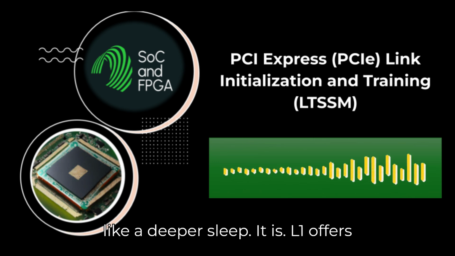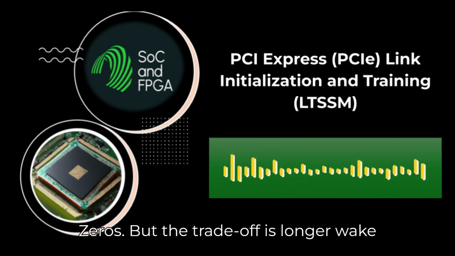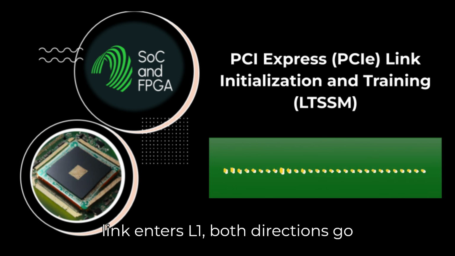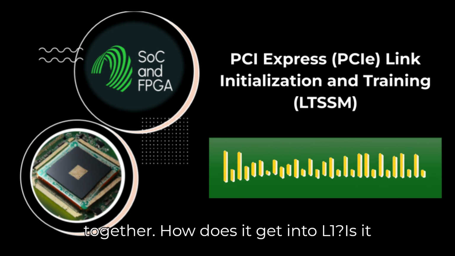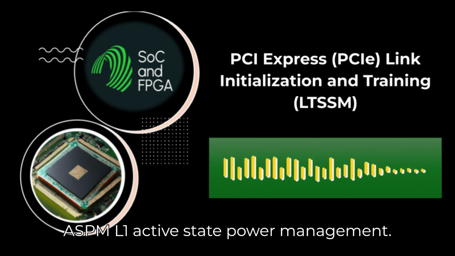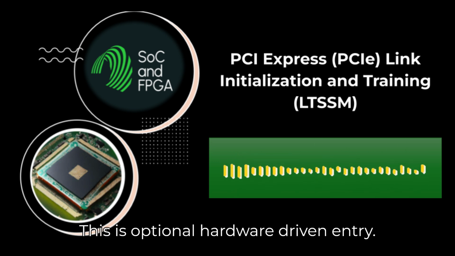It is. L1 offers significantly more power savings than L0s, but the trade-off is longer wake-up latency. And unlike L0s, when a link enters L1, both directions go together. How does it get into L1? Is it automatic like L0s? It can be. There's ASPM L1, active state power management. This is optional hardware-driven entry.